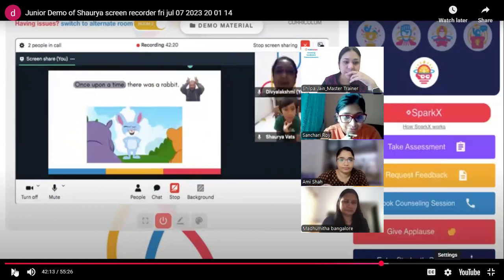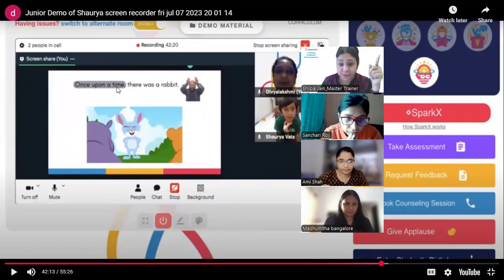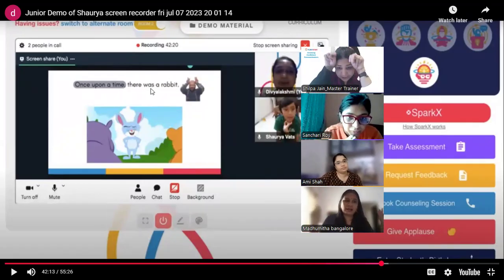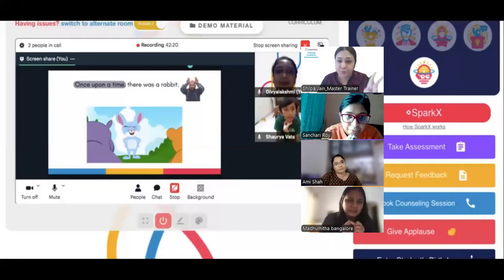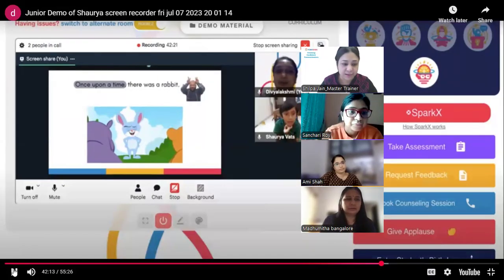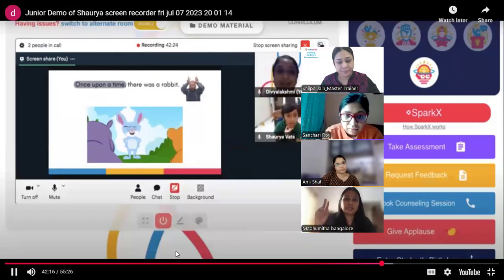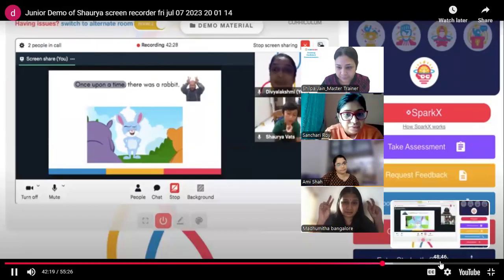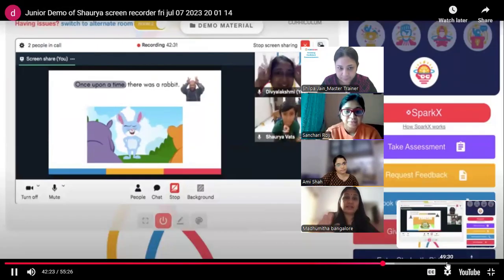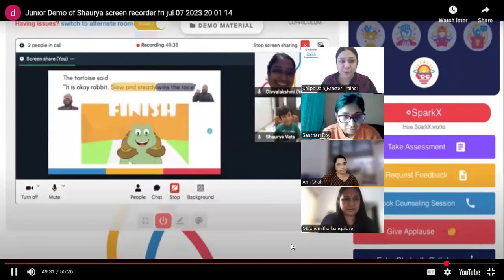Here comes the story. Once upon a time, the words are highlighted. That means voice modulation. There was a rabbit. Hand gestures are there. So body language. Both the skills are together here. See, once upon a time, there was a rabbit. Now here, once upon a time, you have to be loud. Once upon a time, there was a rabbit. I've skipped the video. Rabbit.